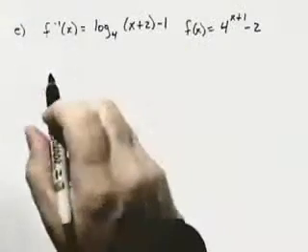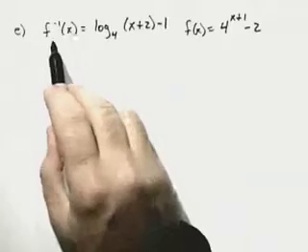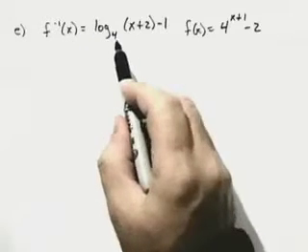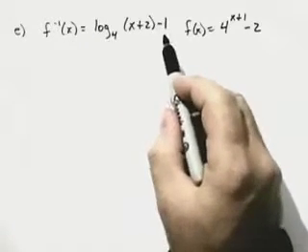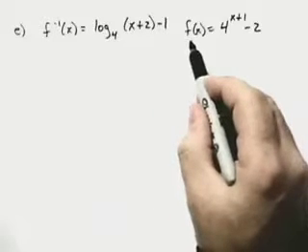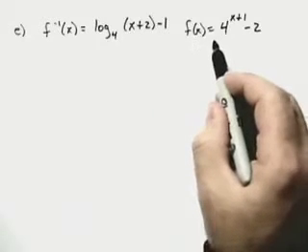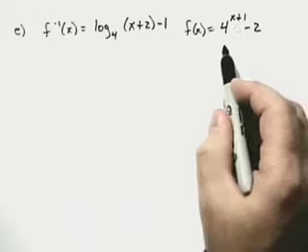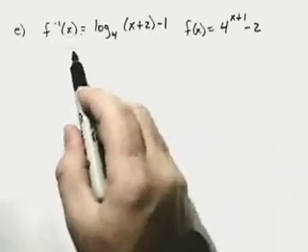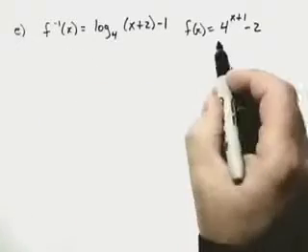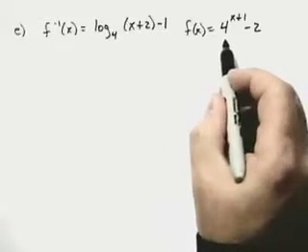In part C of this problem, we use the graph of the function to determine the range of the function. In part E, we're going to use the inverse function to determine the range as well. We found that the inverse function, f inverse of x, was log base 4 of x plus 2 minus 1. Recall that our original function was the exponential function, f of x equals 4 to the x plus 1 minus 2.